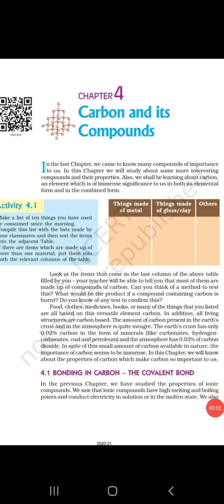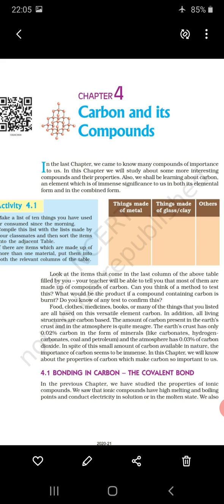Good morning, students. This is chemistry period, and today we will start our lesson number 4, that is carbon and its compounds. In last class we discussed the introduction to this chapter. So today we will start this chapter. In the previous class we learned about ionic compounds, and here in this chapter we shall learn about carbon compounds.